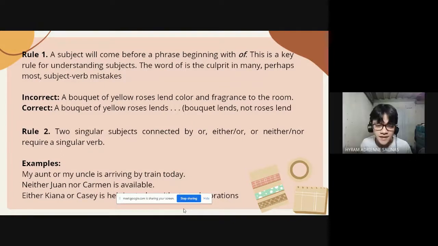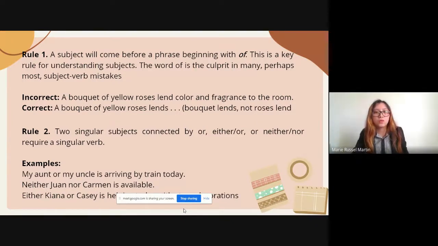Rule number 1 states that a subject will come before a phrase beginning with of. This is a key rule for understanding subjects. The word of is the culprit in many, perhaps most, subject-verb mistakes. All right, thank you. So, Hiram, from what you just read, what is your understanding of this rule?